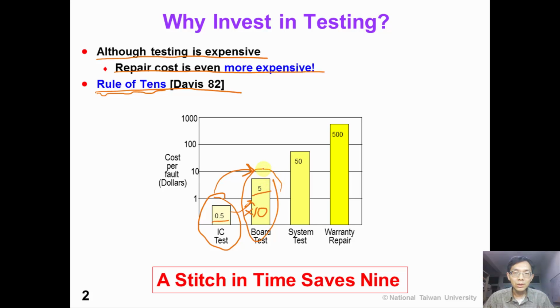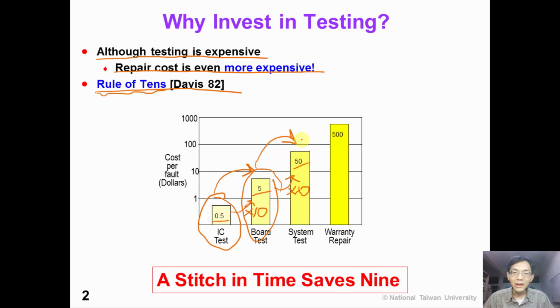If we still did not do a board level testing well, then the defective board can be assembled into a system. In the system level, if we identify a fault, then we may need to throw the whole system away. The cost can be up to $50, which is again 10 times more than a defective board.